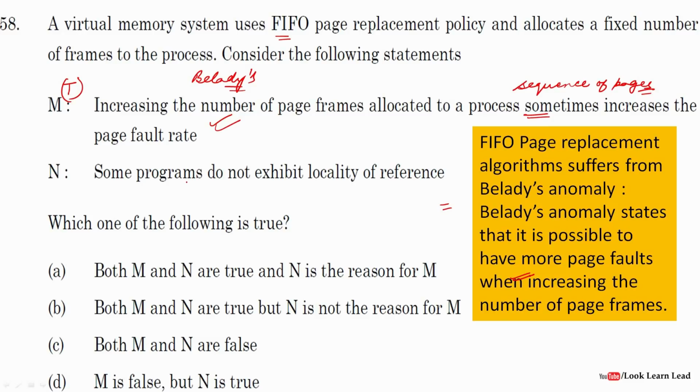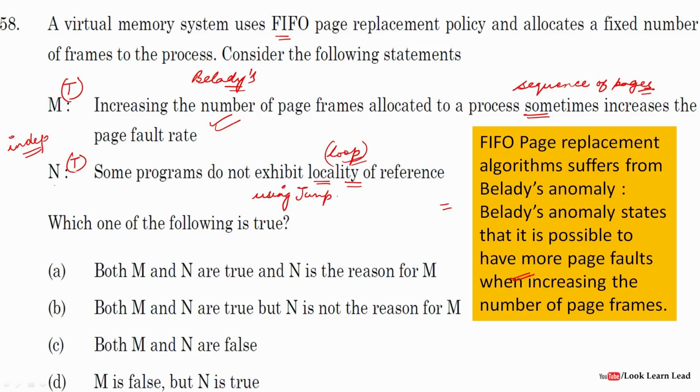Second, some programs do not exhibit locality of reference. Locality of reference is exhibited by a program which has loops in it. It is very easy to write a program without loops by using jump statements. Without using loops, we can use jump statements, so for that, locality of reference is not needed. So this is also true, but these both are independent statements. They are not dependent on each other.